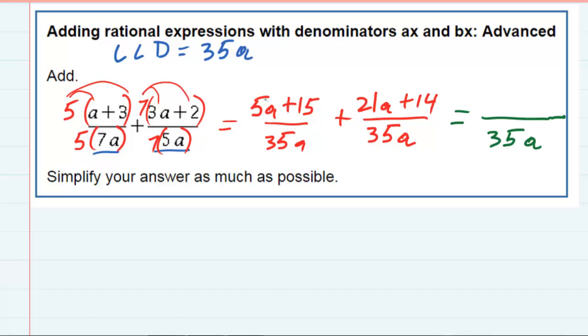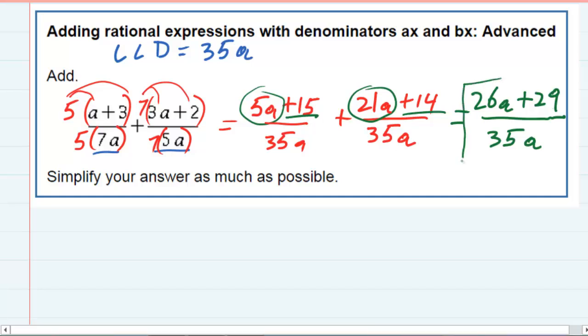Looking at the numerators, I've got like terms here with the 5a plus the 21a. So 5a plus 21a is 26a. And then I've also got the like terms that are numbers, the 15 and the 14. I can add those two together and get plus 29. Now there's nothing to factor out of the top, so nothing to cancel. We've got this in as simplified form as we can.